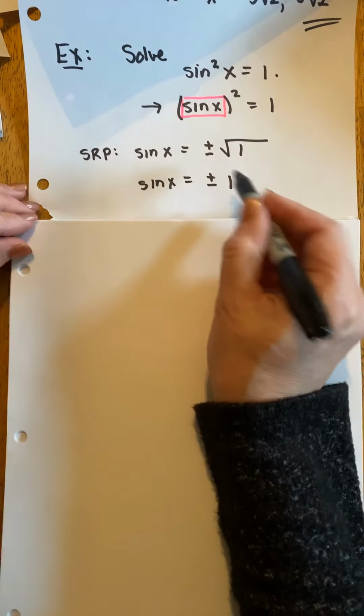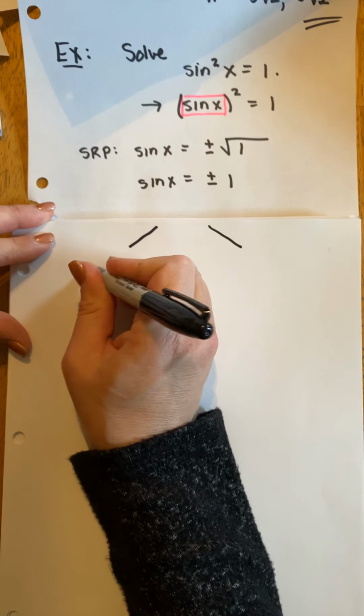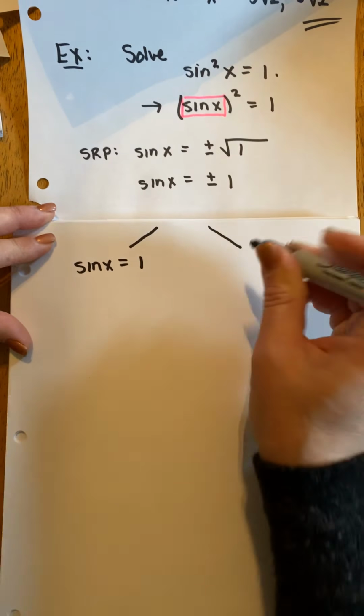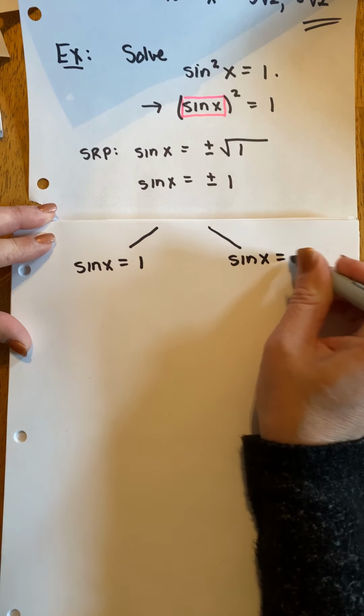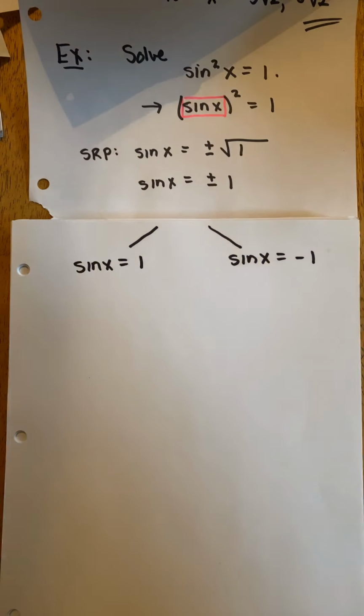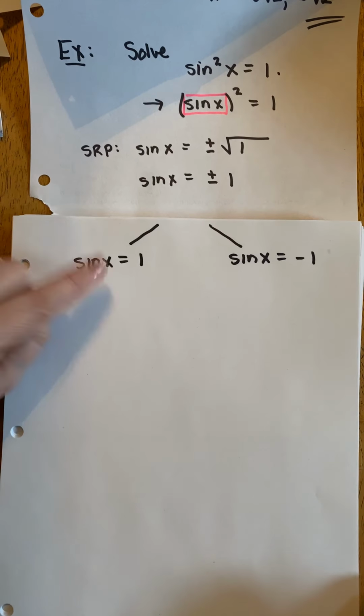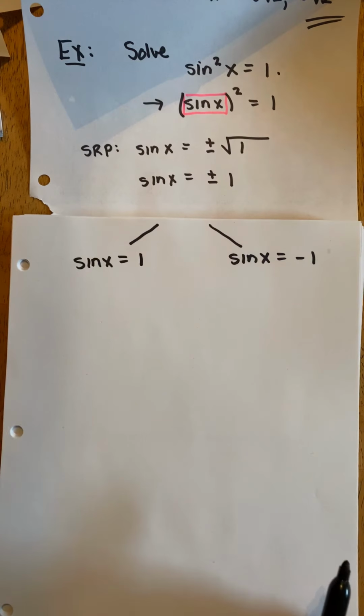Now, unfortunately, it doesn't end here because if we're solving for x, we need to find the angles that satisfy this criteria. The sine of what angle is equal to 1? The sine of what angle equals negative 1? So now I'm going to break this down into two smaller problems. We need to find the values of x such that the sine of x is equal to 1, or the angles x where the sine of x is equal to negative 1.